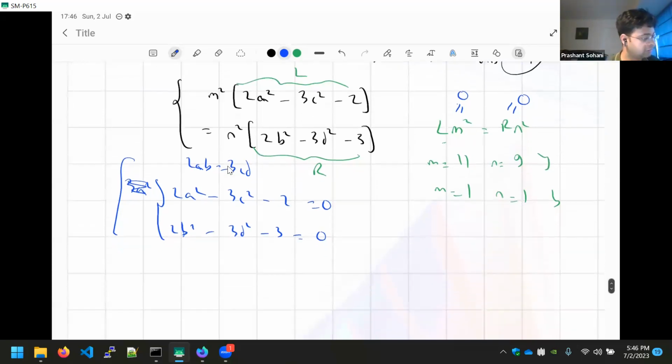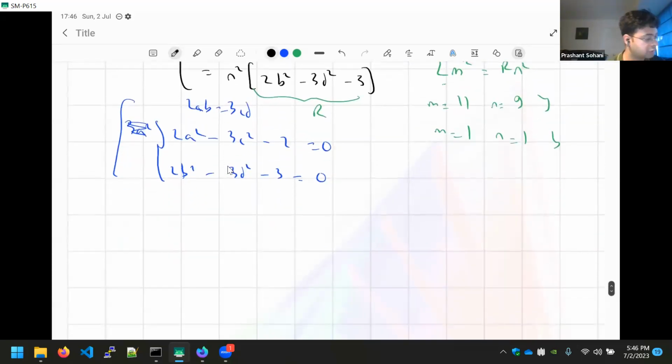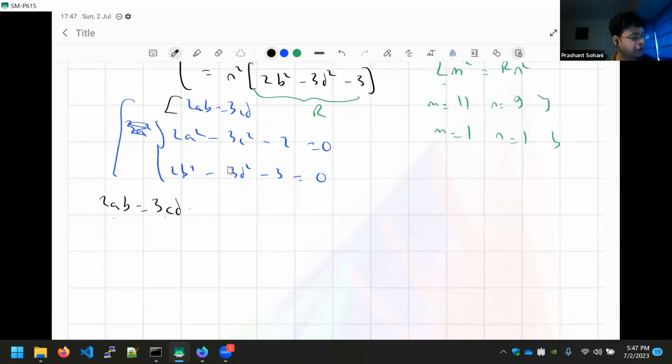Why don't we all try to analyze this from this point? One way to proceed when you have information like 2ab = 3cd is divisibility, the fact that some term on the LHS is divisible by 3 and some term on the RHS is divisible by 2. So now which one do we choose as 2 and which one do we choose as 3?